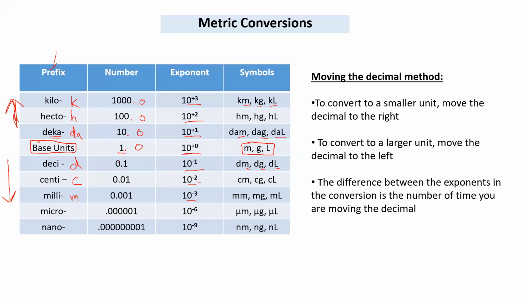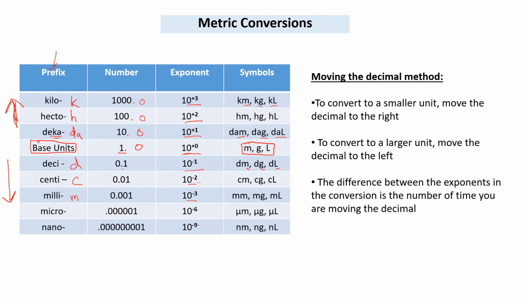So to convert to the smaller unit, you move the decimal point to the right, right? Because there's more in the smaller units than there is in the bigger units. And then we skip a few, and I'll draw it out for you, like the ones in between, like 10 to the minus 4th, 10 to the minus 5th, 10 to the minus 7th. We won't write those in here because we don't use them too much.